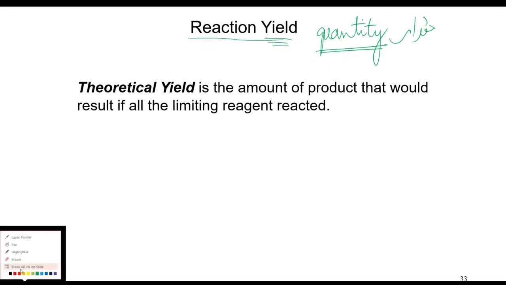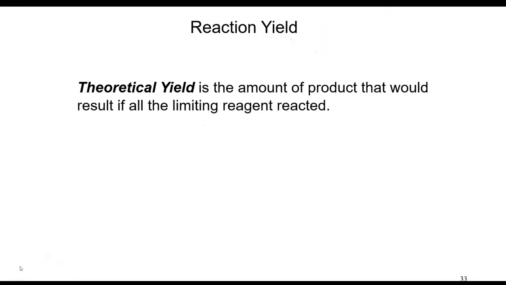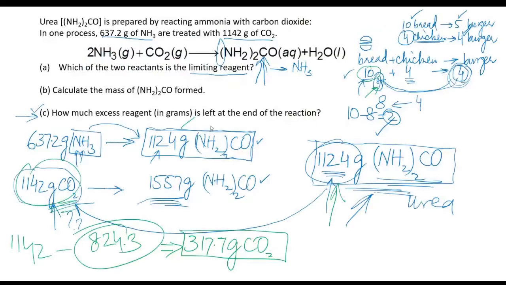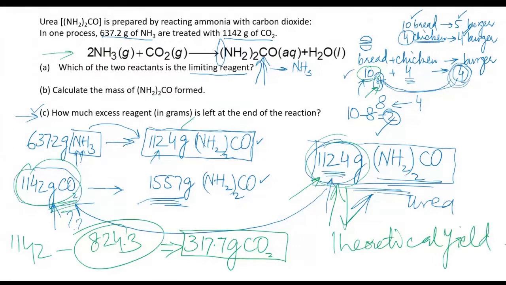Now we have two types of reaction yield. One is theoretical yield, one is actual yield. Okay, friends, what is theoretical yield? When you calculate your answer after the calculation from a balanced chemical equation, when you solve your question on the paper and you get your answer, that is the theoretical yield. So the answer, the amount of product.